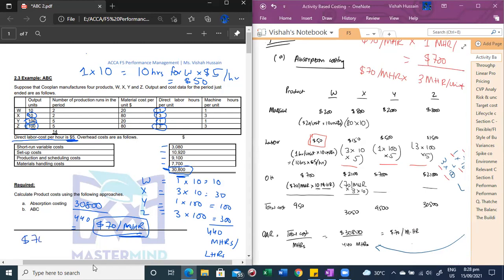So $70 per machine hour should be multiplied by the machine hours per unit of W. 1 hour per unit was my machine hours per unit, multiplied by the amount of units. So there were 10 output units for W. This is the working for W that I'm doing. So 70 into 1 gives you 70 only, and then 70 into 10 gives you $700. If you see over here, I've done the same.